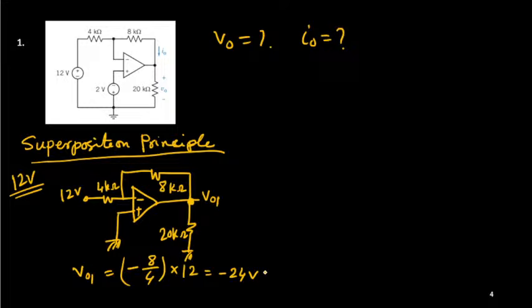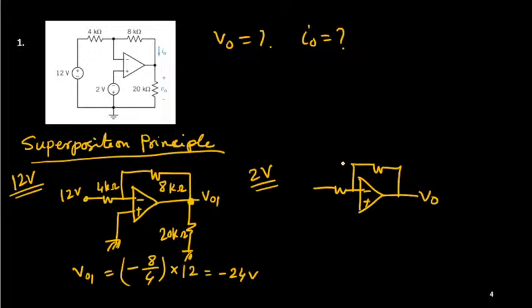Now consider the second one. That means we are considering the 2 volt source acting alone. The 12 volt source we need to make shorted to ground. So what is the circuit? This circuit is very simple. This is V0. This is your 4K. This is 8K.